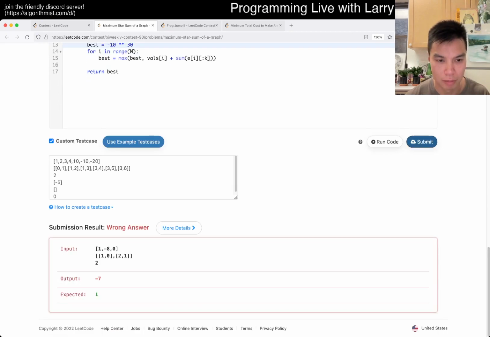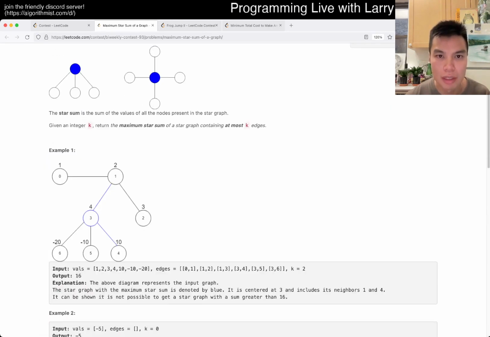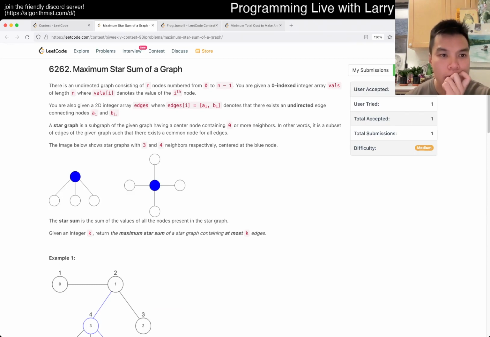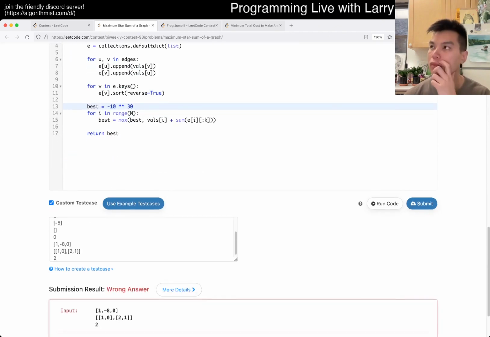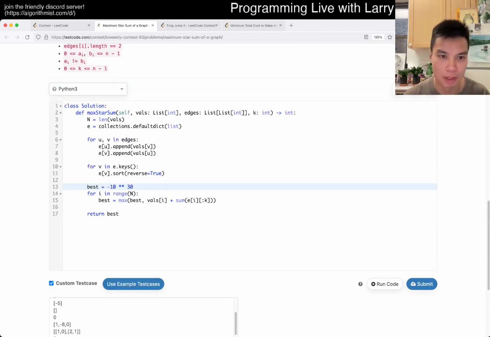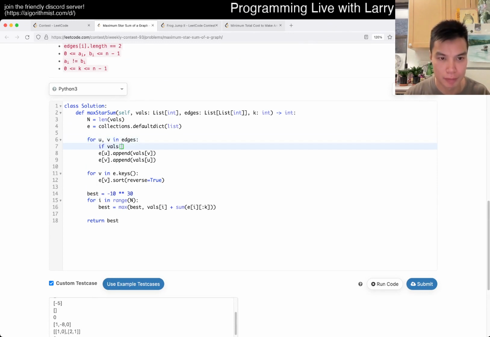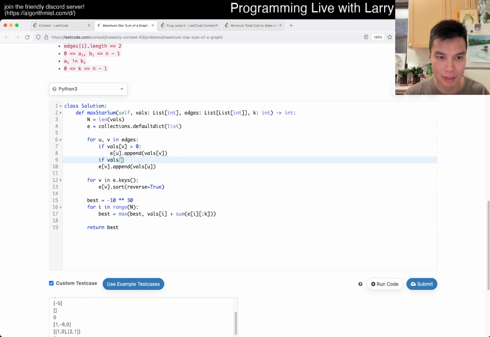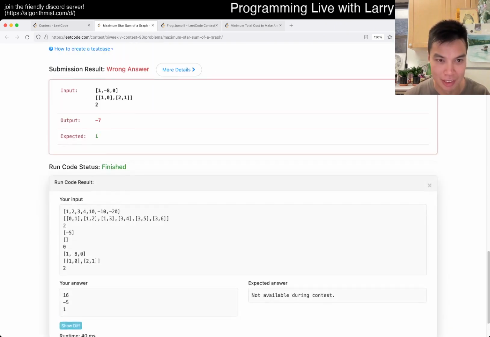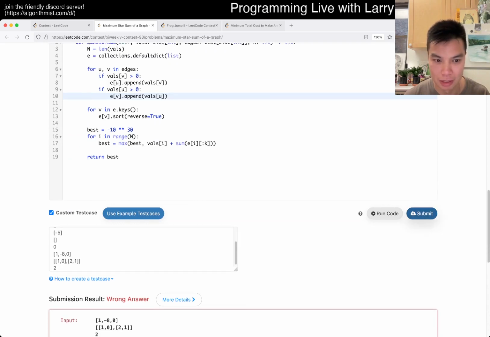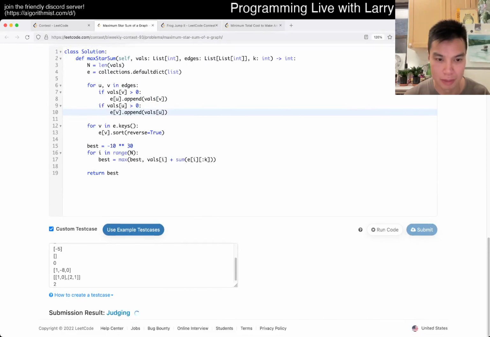Hope so. Oh, at most K edges. Wow. Okay. Well. Man, bi-weekly chose violence today. Still may time out.